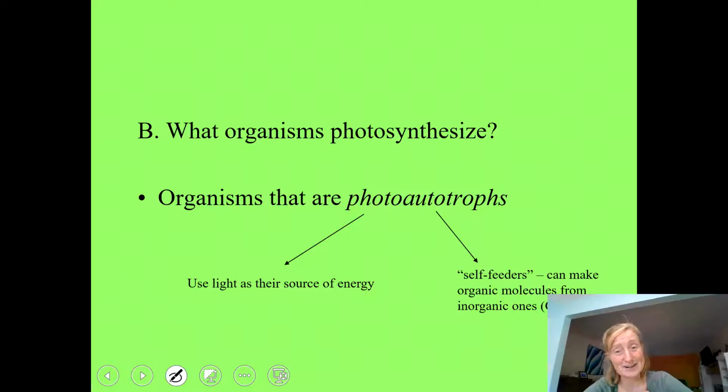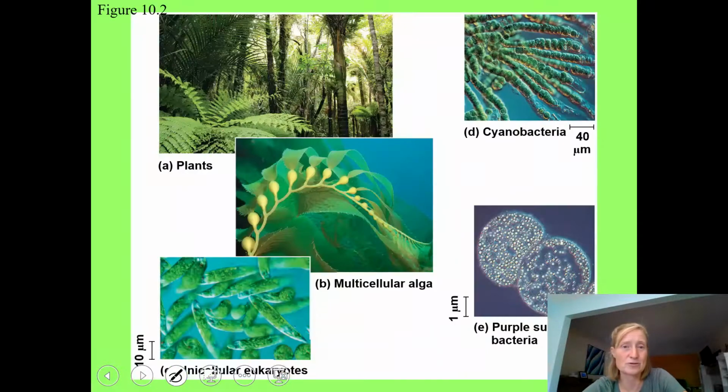We're obviously not photoautotrophs. We're what we call chemoheterotrophs. Chemo means we get our energy from chemicals, and heterotroph means we're other feeders. We can't make organic molecules from carbon dioxide. We have to make organic molecules from other organic molecules. So we're chemoheterotrophs. All right, well, let's look at some examples of photosynthesizers that are photoautotrophs.